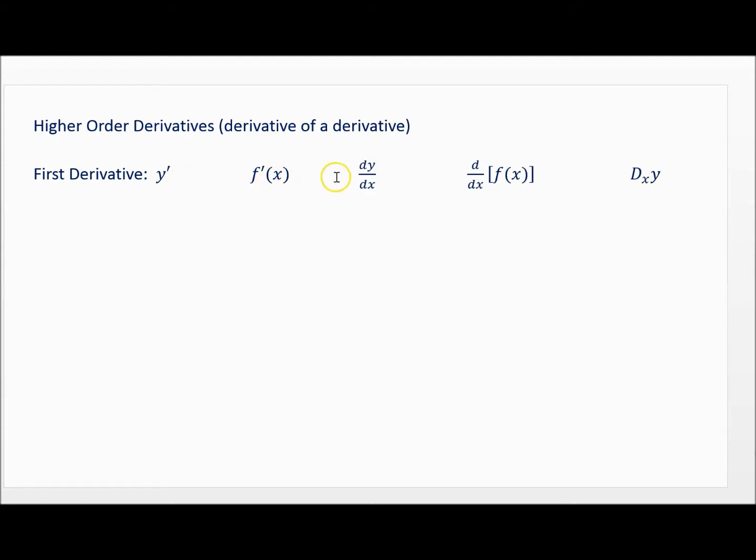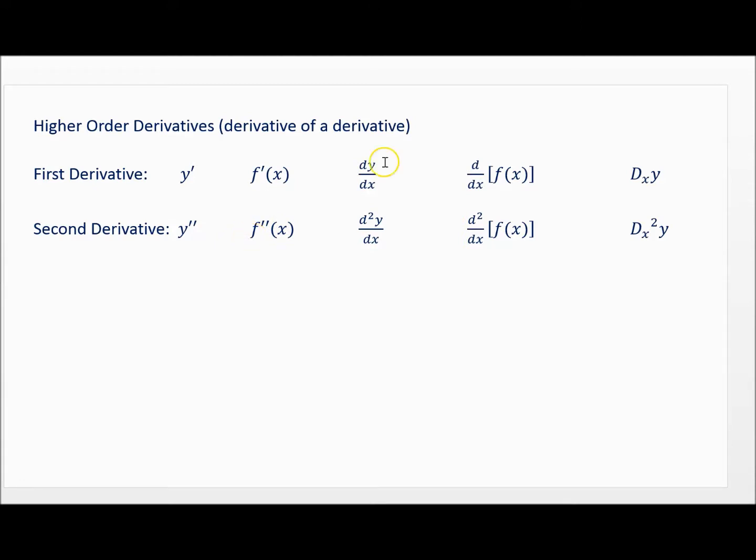You've already seen all the possible notation for a first derivative. Well, watch this. The derivative of a derivative gives you this list. It's called the second derivative, appropriately named. That's that y double primed. Okay, that means take the derivative and then do it again. So f double primed of x.